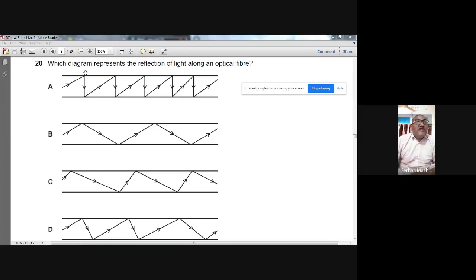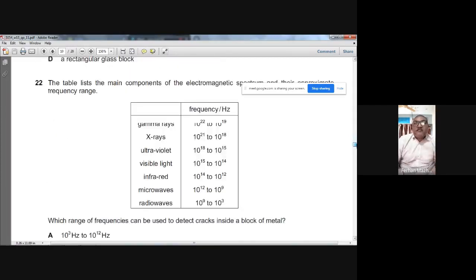Here, if I draw a normal here, the reflection took place. Now, if I draw a normal here, you will find that the angle of incidence and angle of reflection are not equal. Only in figure B, if I draw a normal here, and here, and here, the angle of incidence and angle of reflection will be equal. So figure B is the correct figure. The rest of the figures are showing reflection, but they are not obeying the law of reflection. Sorry.